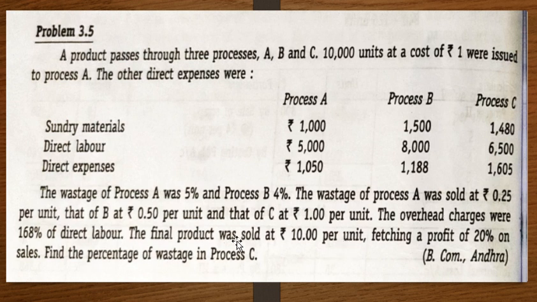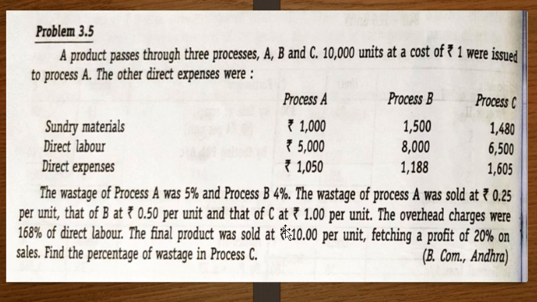They have given that the final product was sold at rupees 10 per unit. So they are telling us the output, that is the finished product, is sold at rupees 10. Using this information, the cost per unit of C information and the profit information, we will find out what the normal loss units are and what the value for that normal loss is.